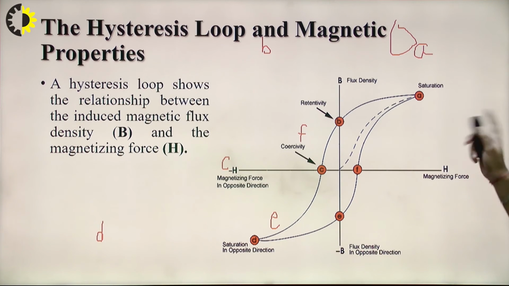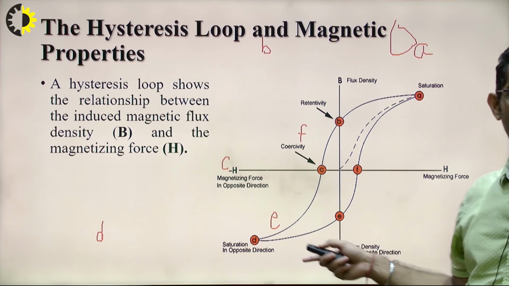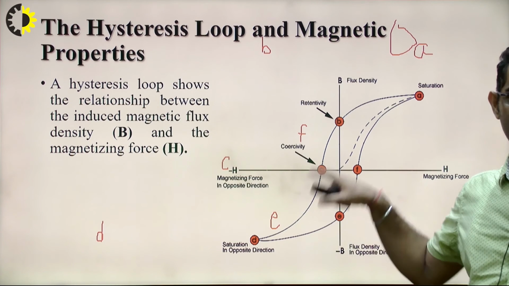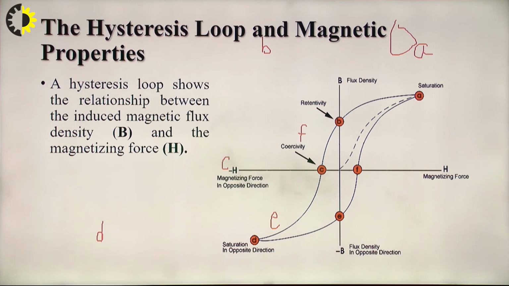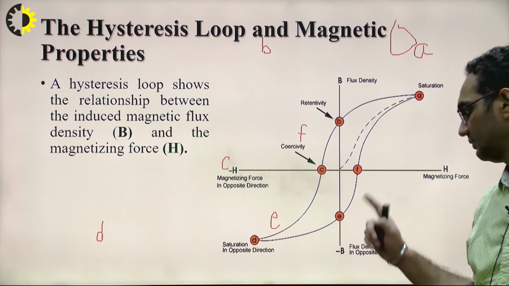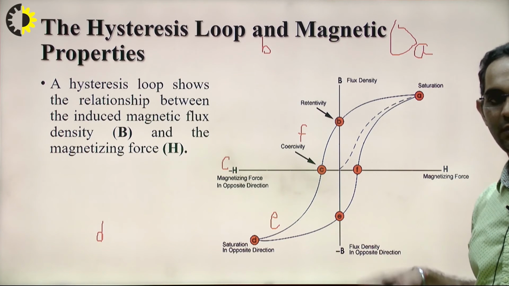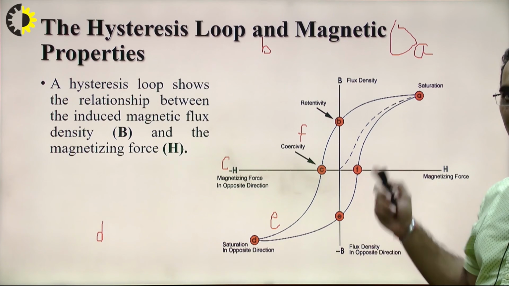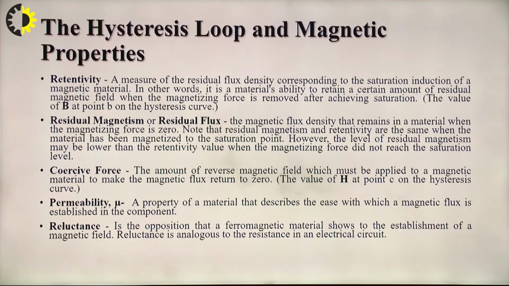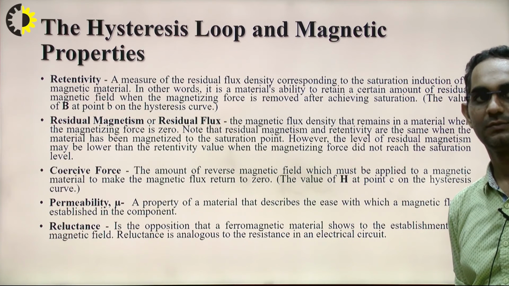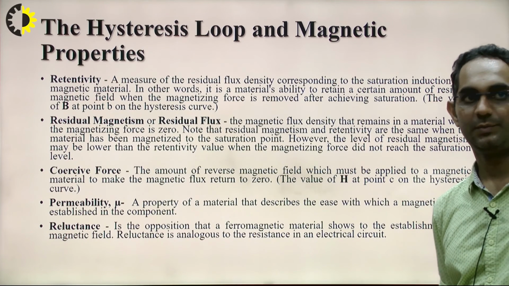This is the saturation in one direction and this is the saturation in the opposite direction. This complete loop forms the hysteresis loop and the magnetic properties. Then this is the flux density in the opposite direction, minus B. This is the enlarged view of the hysteresis loop. Today we will discuss this hysteresis loop and the magnetic properties, based on certain points I have named.